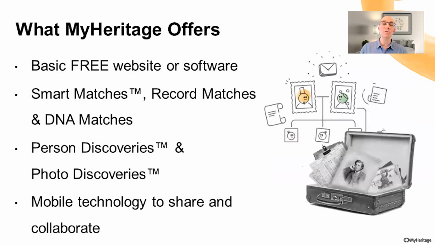So what MyHeritage offers you? To start with, a basic free website or software. Technology like smart matches, record matches, DNA matches, or instant discoveries. We have people discoveries and photo discoveries for you. And also mobile technology to share and collaborate and allows you to take your research wherever you go.